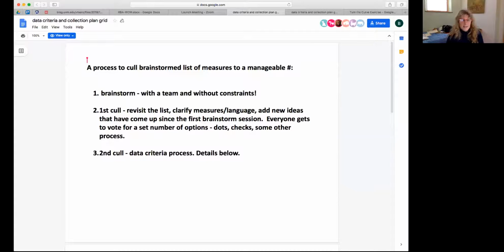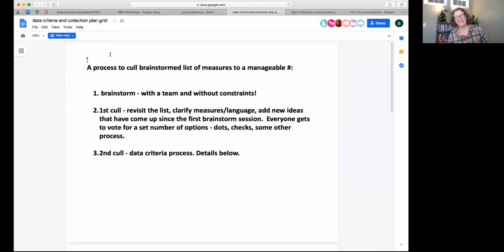Okay. Hang on a second. Where's the share? How do I share? Show screen? Yeah, I'm just making sure I'm pulling up the right one. Okay. Is that what you were looking for?